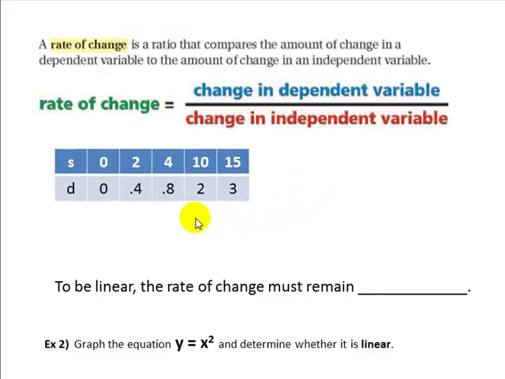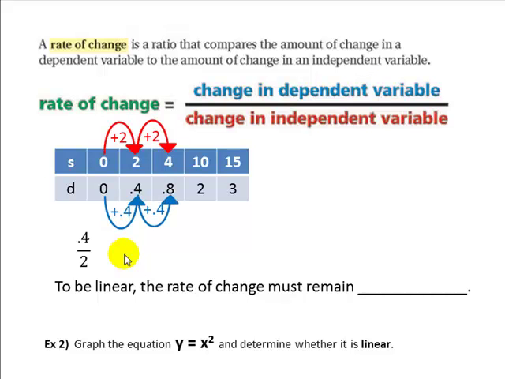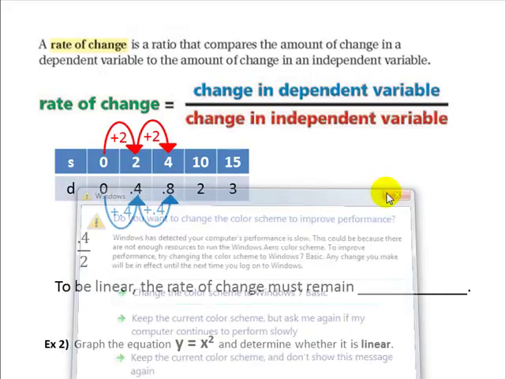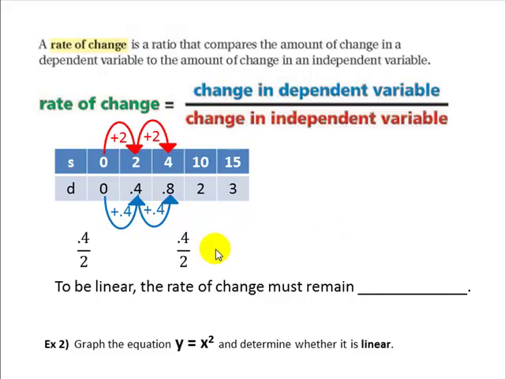If we take a look at the table that we had from the first example dealing with thunder and lightning, the seconds should be considered to be the independent variable and the distance should be our dependent variable. So if we look to go from 0 to 2, it went up 2 seconds while the distance went up 4/10 of a mile. So if we write that as a ratio where we put the dependent variable on top and the independent variable on bottom, we get 0.4 over 2. If we look at the next gap, seconds goes up 2, distance goes up 4/10, we get the same ratio.